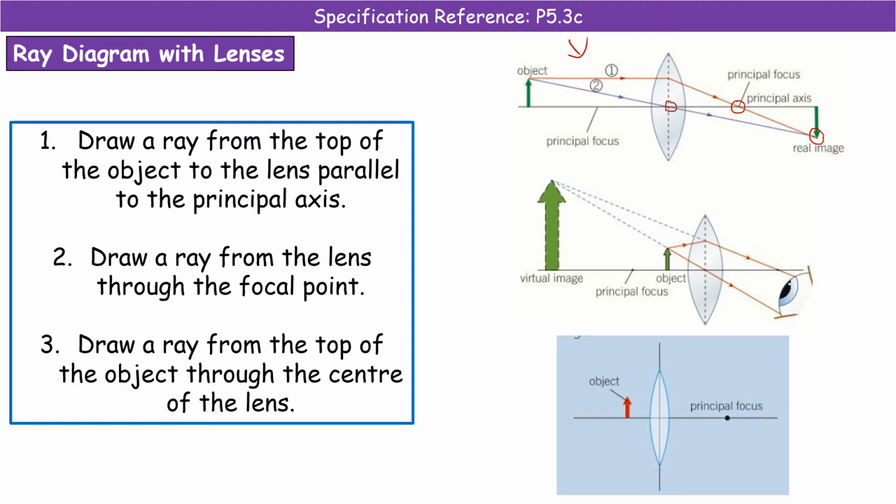At the bottom, you can see an example of the kind of diagram they could give you. So we've got the object, the principal focus, the lens, and of course the principal axis. All you then have to do is add those rays on there. Don't forget to add the arrows to show the direction at the end.